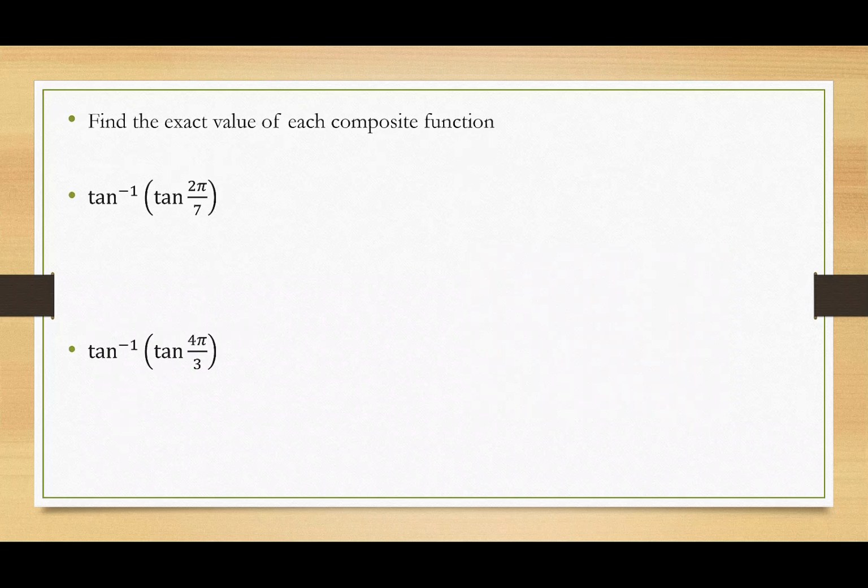Remember, tangent goes from -pi/2 to +pi/2. I'm starting with the tangent of 2pi/7. This is good news. Because 2pi/7 is between -pi/2 and +pi/2, my answer is just 2pi/7.